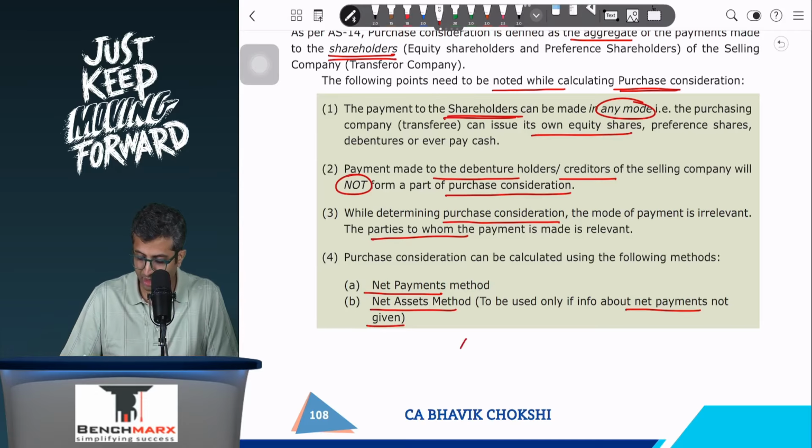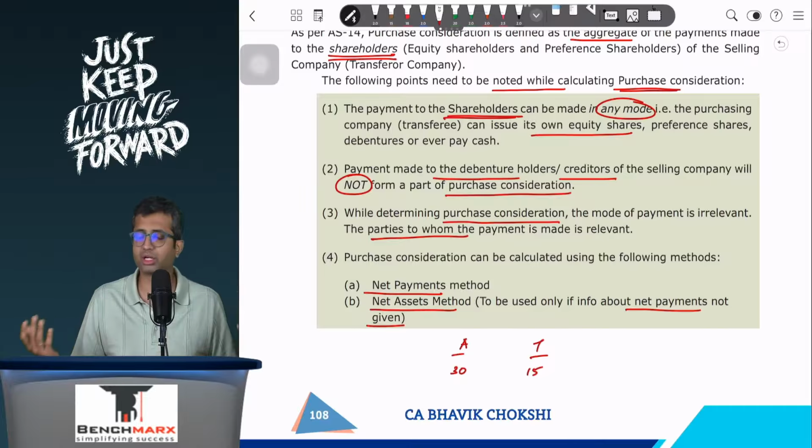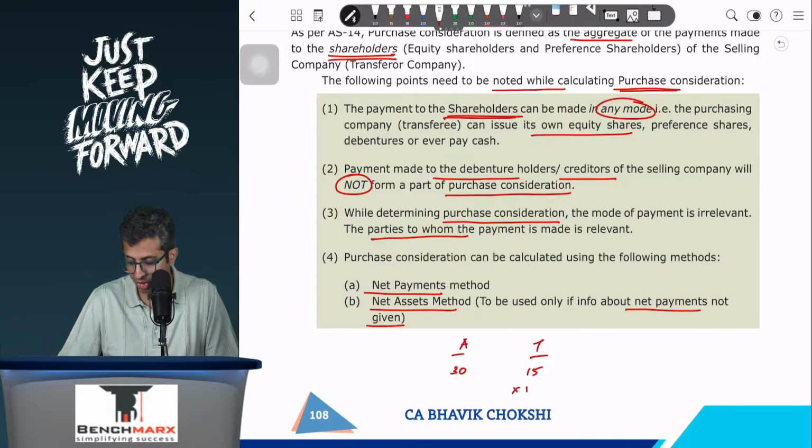For example, P is the acquirer and S is the target. The acquirer share is worth 30 rupees in the market. The target share is worth 15. In which case, to find the exchange ratio, we say that for one share of the target, you can issue 0.5 shares of the acquirer, half a share of the acquirer. So if the target has 100 shares, we'll issue 50 shares, because the target's 100 shares are worth 15 into 100, that is 1500, and the acquirer's 50 shares would also be worth the same. Are we clear with this?